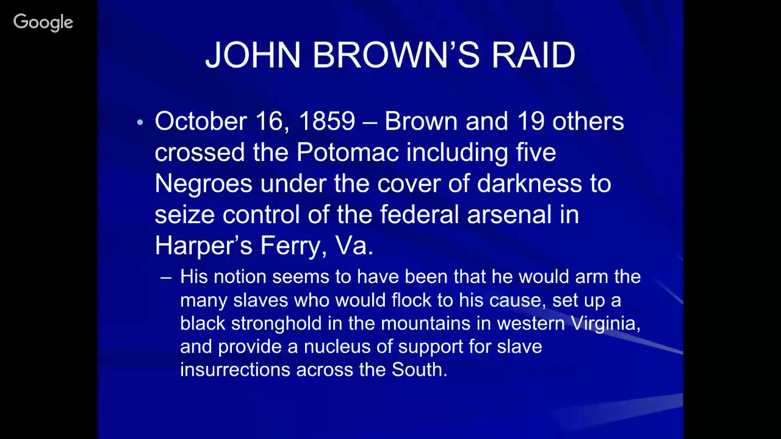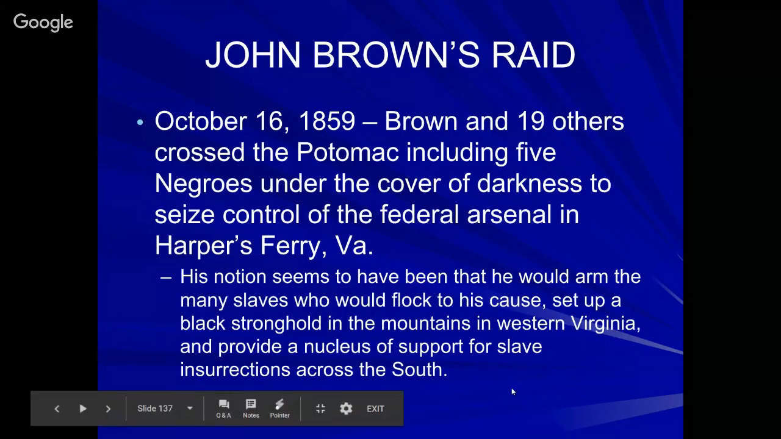So the one event, of course, prior to the election and the secession of South Carolina happened on October 16th, 1859, when John Brown and 19 others, white and black, crossed the Potomac River into Virginia, which is really West Virginia, but it doesn't really exist then. They crossed under the cover of darkness in order to attempt to seize control of the federal arsenal in Harpers Ferry, Virginia. The driving force behind this raid was to seize weapons with which he would be able to arm slaves.